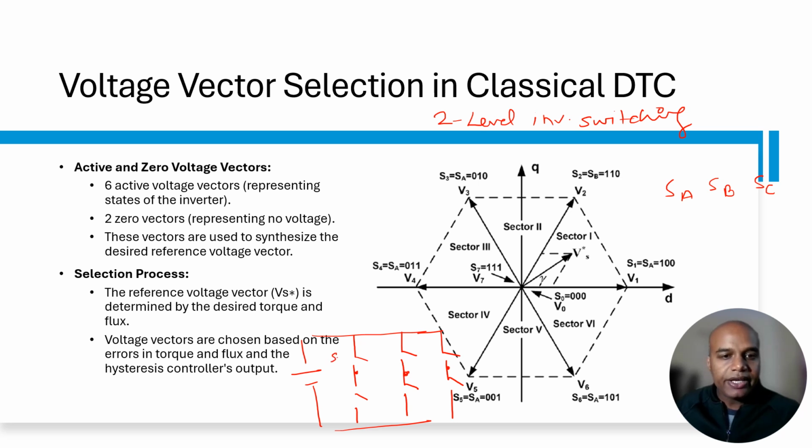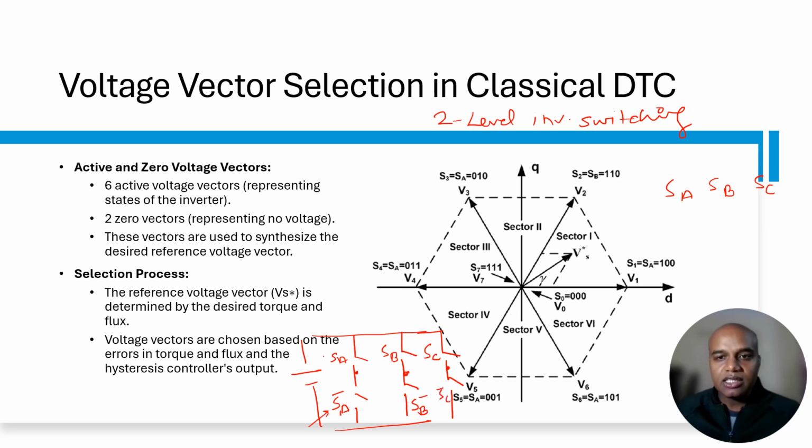So SA is the upper switch, SB is the upper switch of the second leg, and SC is the upper switch of my third leg. If the status of SA is 1, the lower switch of the same leg will be SA dash. That means if this is 1, then obviously it will be 0, because I want to avoid a short circuit. Similarly, this is SB dash, and this is SC dash.